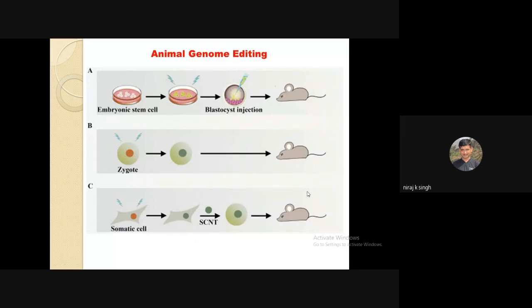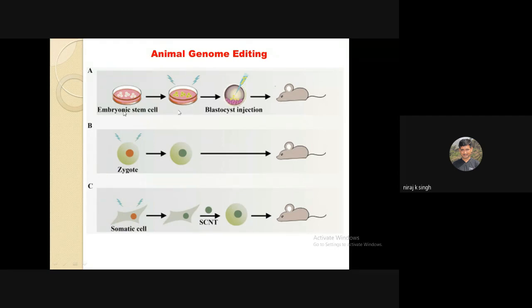Another is animal genome editing. So what is genome editing? What is editing? In computer science or normal editing, it means to make some changes. Here, how can genetic material be changed? With the help of recombinant DNA technology, we can make genetic changes there. There are different processes of genome editing.